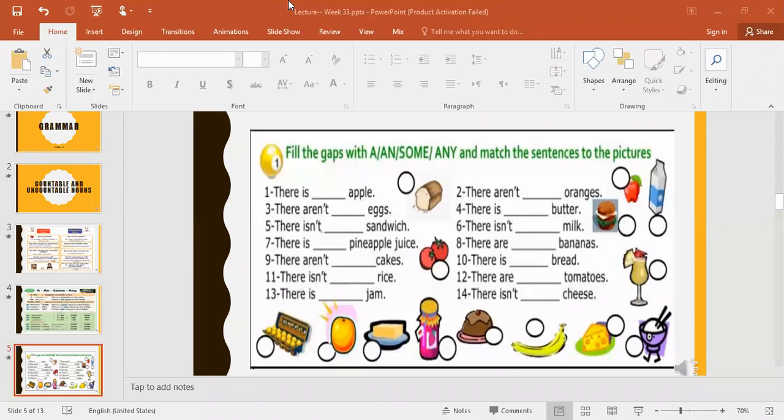Miss, should we write them on a paper? Should we send them to you? No, just do them now on a paper and we're going to solve it together when you finish. I'll give you 2-3 minutes. Okay.